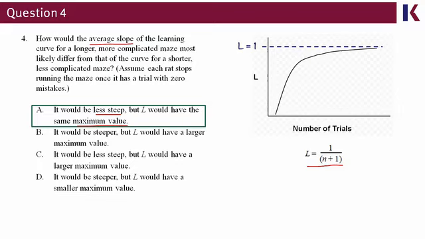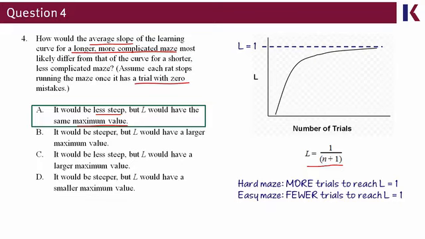But now, of course, every single question that's about this topic might not bail you out quite so easily. So let's see briefly why A is correct and the average slope for a longer, more complicated maze would end up being less steep than one for a short maze. Well, it's because if, as the question stem says, the rat stops running the maze once it has a perfect trial, a trial with 0 mistakes, that means that a harder maze is going to take more trials to reach that perfect run, whereas an easy maze is going to take the average rat fewer trials.